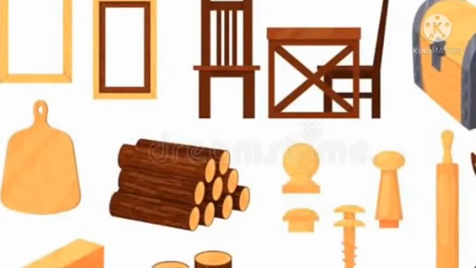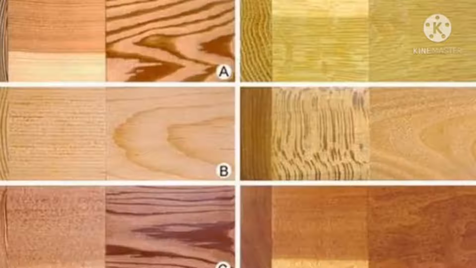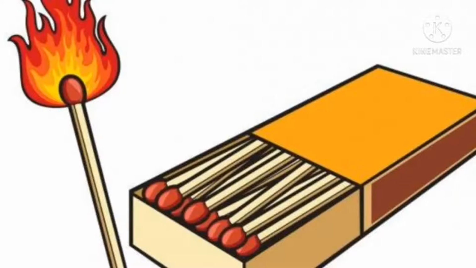The wood we get from trees is also very useful. We use it for making furniture, doors and windows of houses, boats, ships, and as firewood. Soft wood is used for making paper, plywood, pencils, and matchsticks.